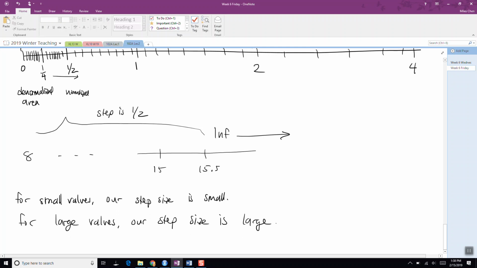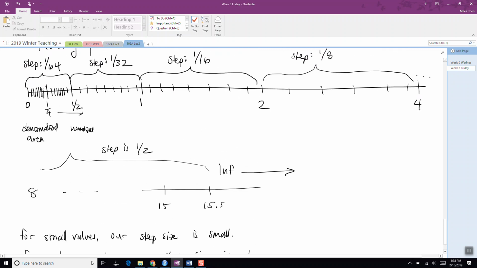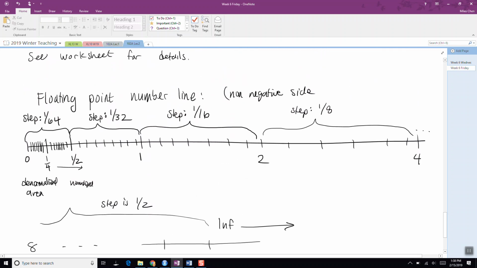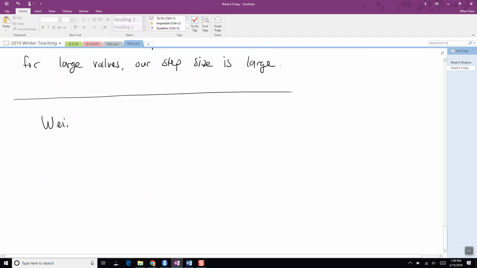Okay, but there's some weird consequences of this. All right. Well, before I go on, is this okay? This idea of the step size, the increment when we're talking about keeping the bits the same, but as we increase our values, the step size between values gets bigger. Okay. So there are some weird consequences. Or I don't know. Maybe they're not that weird. I think they're kind of weird.